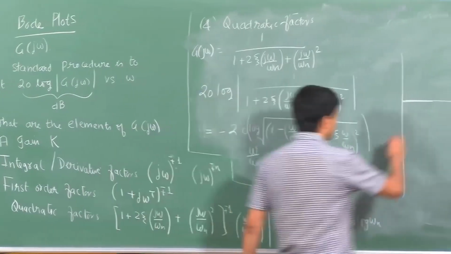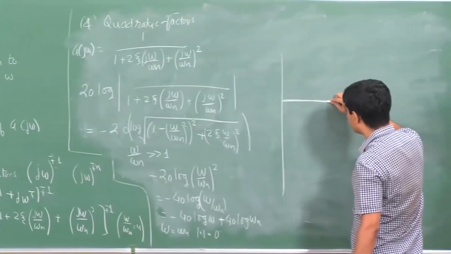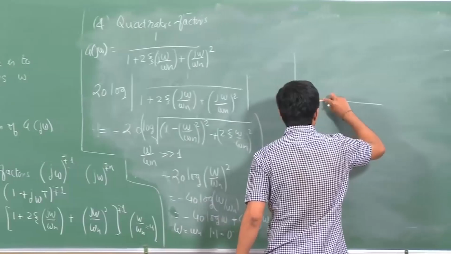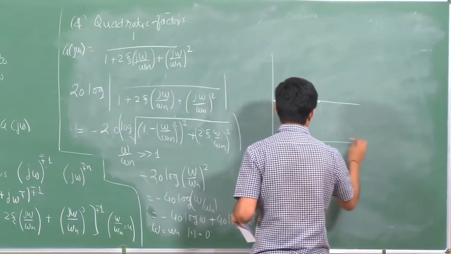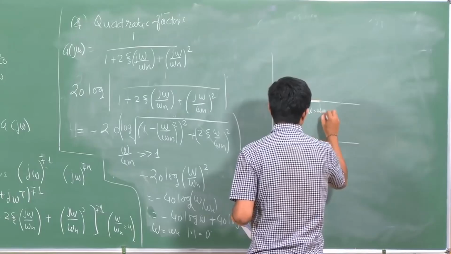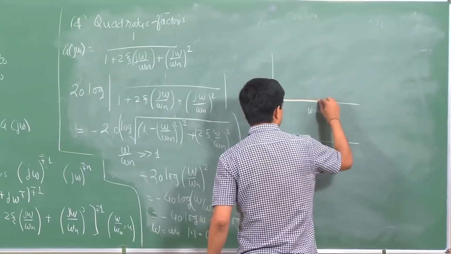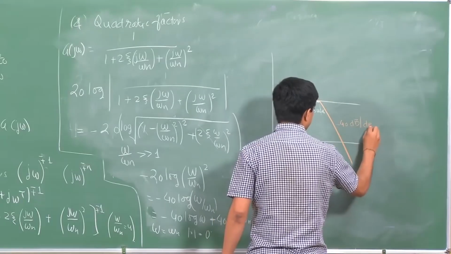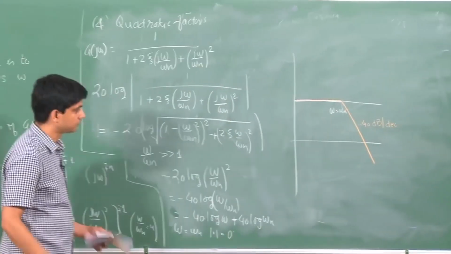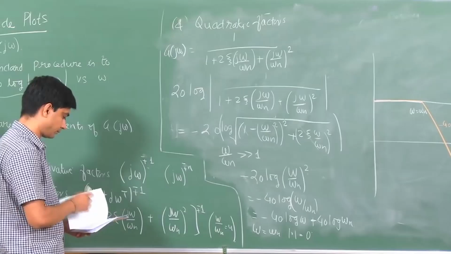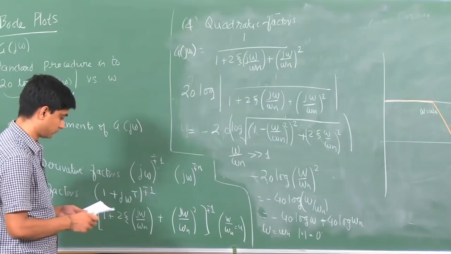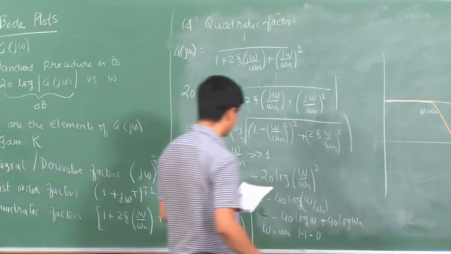So, I will just be at 0 until this point. What is this point? I will use a color chalk again. This is omega n, and after this point I go down at a slope of minus 40 decibels per decade. Again, I can just compute the errors as it is.